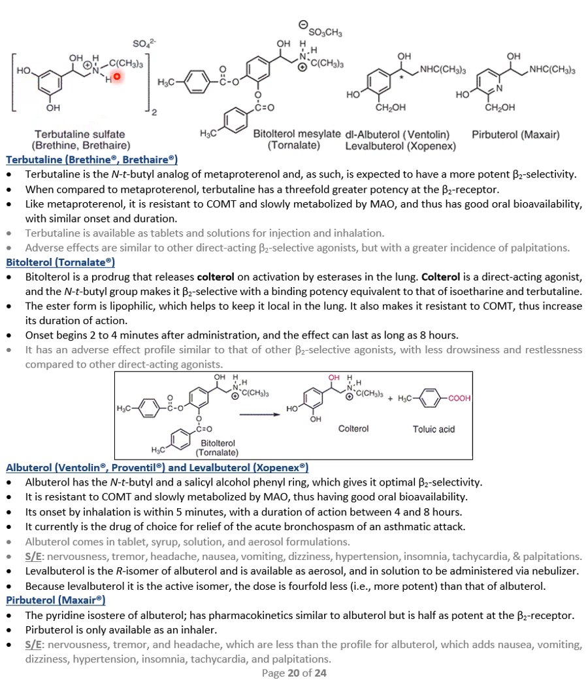And since it has a non-catechol ring, it will not be metabolized by COMT. Also, since this bulky group is larger, it will also slow the metabolism by MAO. So the resultant drug would have a longer duration of action, but still a similar onset to that of metaproterenol. Okay.